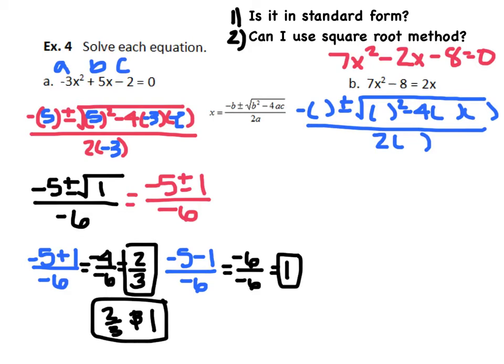Okay, so I get 7x squared minus 2x minus 8 equals 0. Now I can label my A, B, and C. There's my A, there's my B, there's my C. I cannot use the square root method because I have a bx.